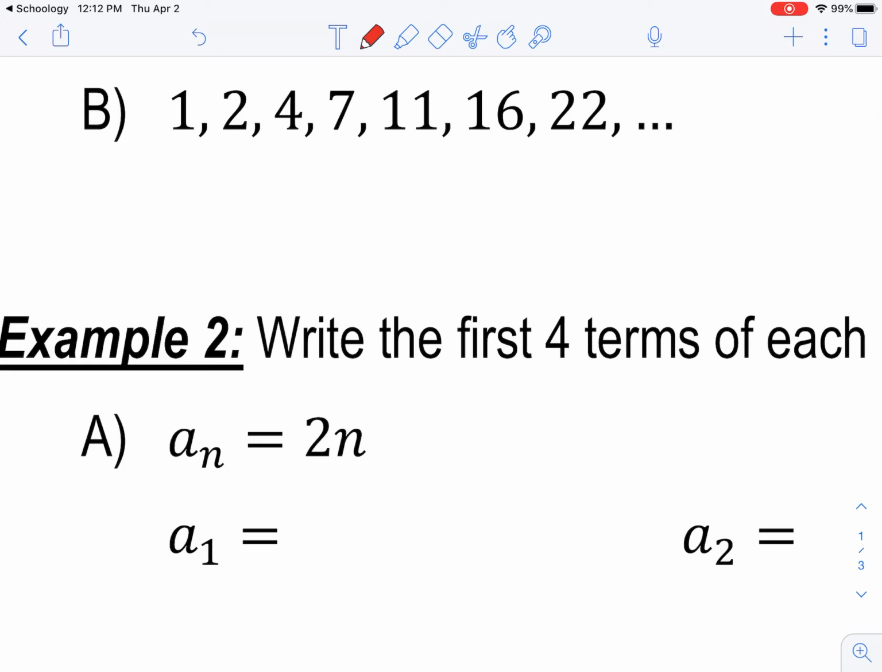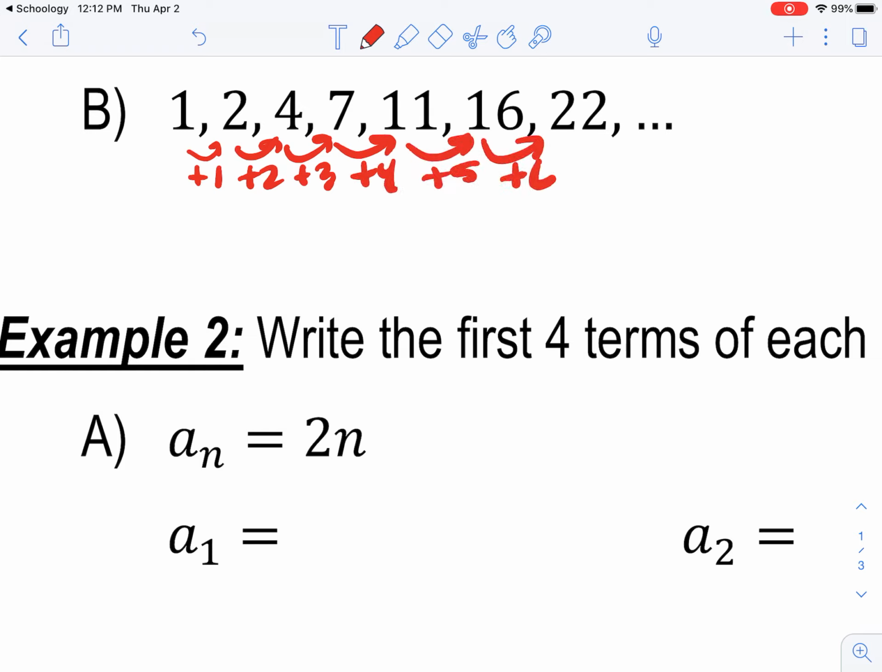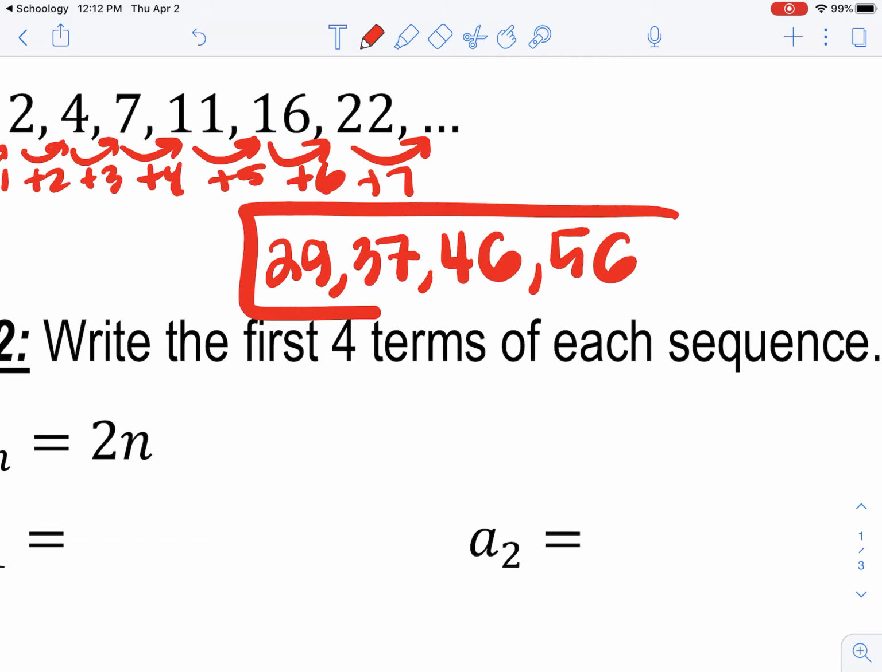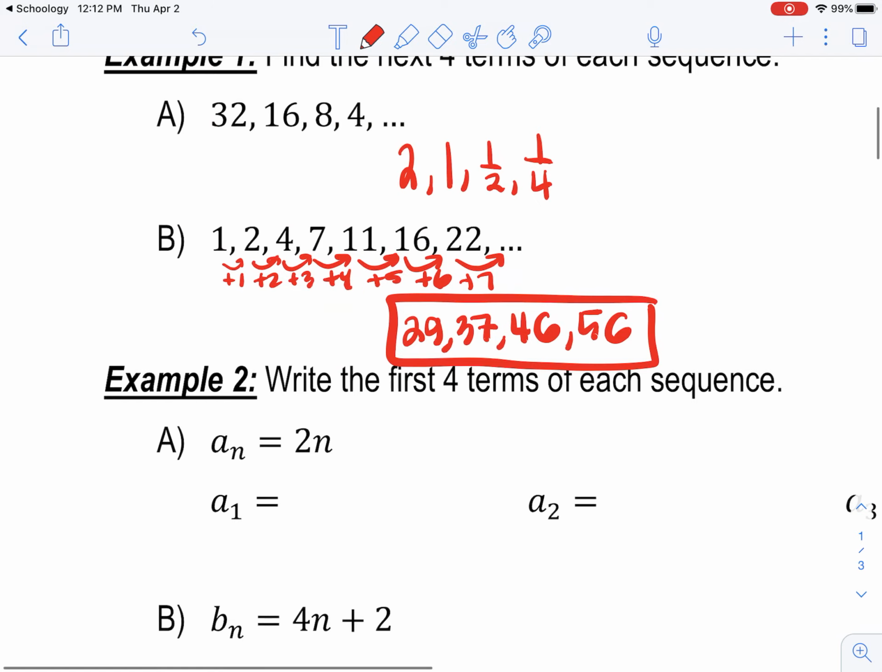All right, what you should notice here for this pattern, this is plus 1, plus 2, plus 3, plus 4, plus 5, plus 6. So now to get my next term, I'm going to add 7, which is 29. I'm going to add 8, which is 37. I'm going to add 9, which is 46, and then add 10, which is 56. So there's my next 4 terms.